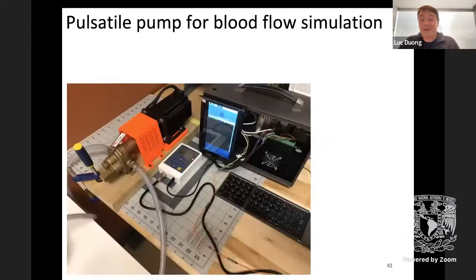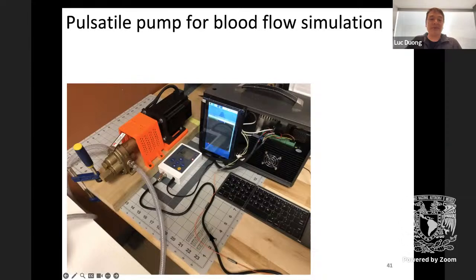We did build our own pump using a stepper motor, a microcontroller, and a Raspberry Pi, and we have an industrial pump here that pumps fluid, and the microcontroller is controlling the speed of the pump. So we are able to generate all sorts of pulsatile blood flow inside our 3D models, and it's controllable.